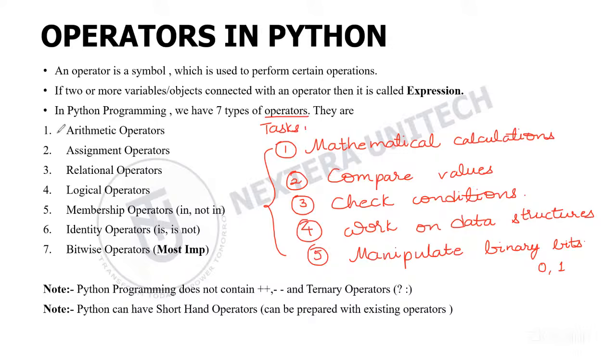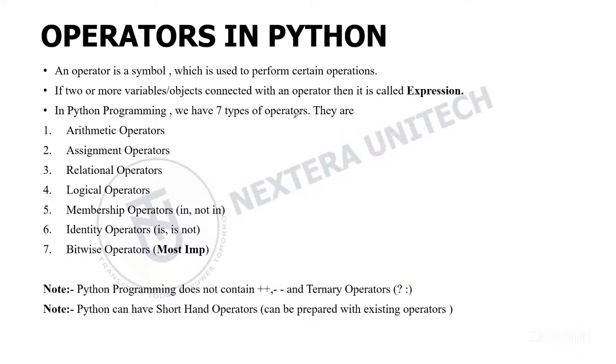So here we have 7 types of operators. They are arithmetic operators, assignment operators, relational operators, logical operators, membership operators, identity operators, and bitwise operators. So we'll learn about all these types of operators.